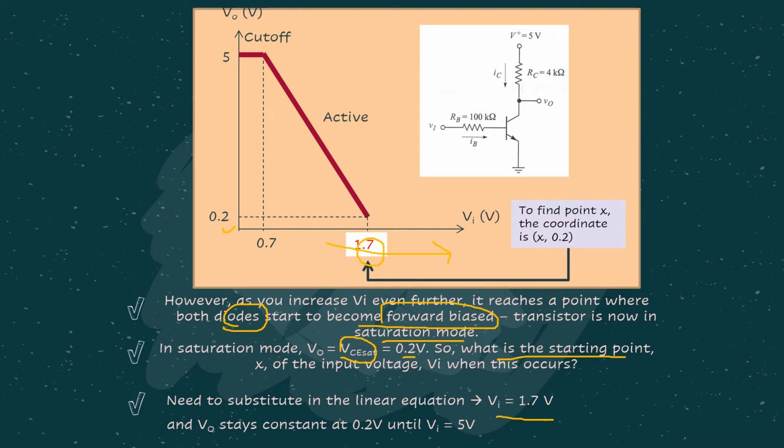Then if we go further, we know that V naught will stay constant until VI equals 5 volt. It will stay constant. So we have our saturation region here. So we already discussed cutoff, we discussed active, and we discussed the saturation region, showing all these three regions in our voltage transfer characteristics, V naught versus VI.